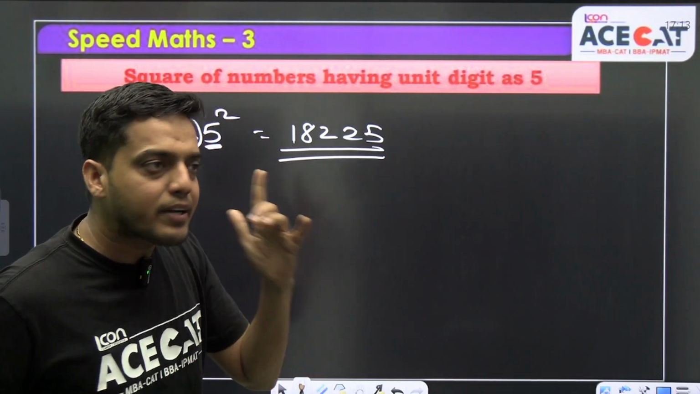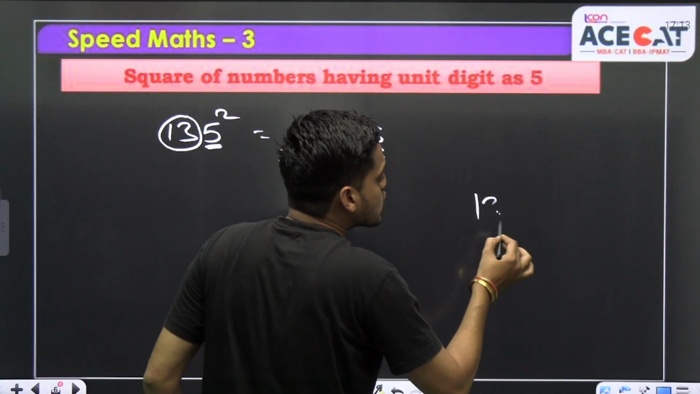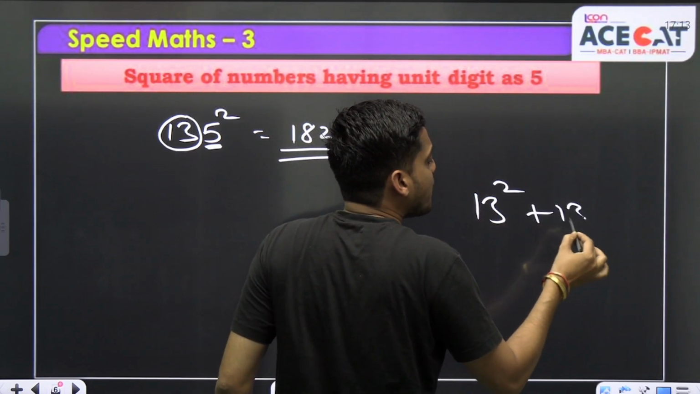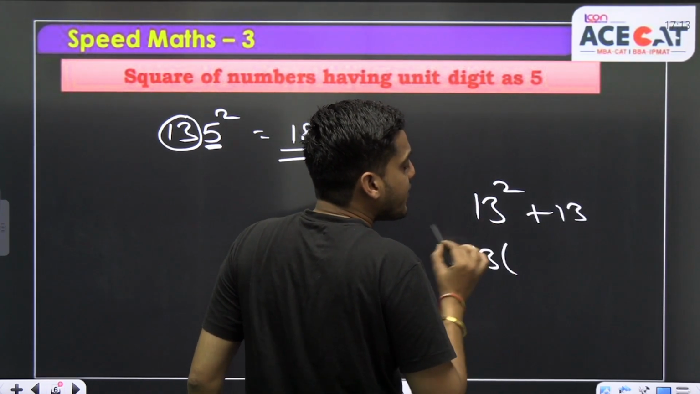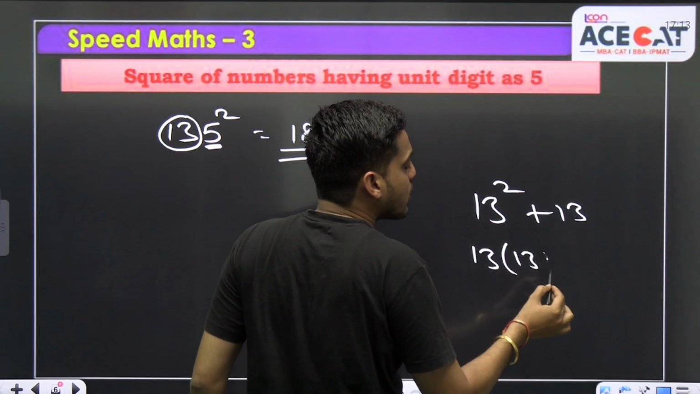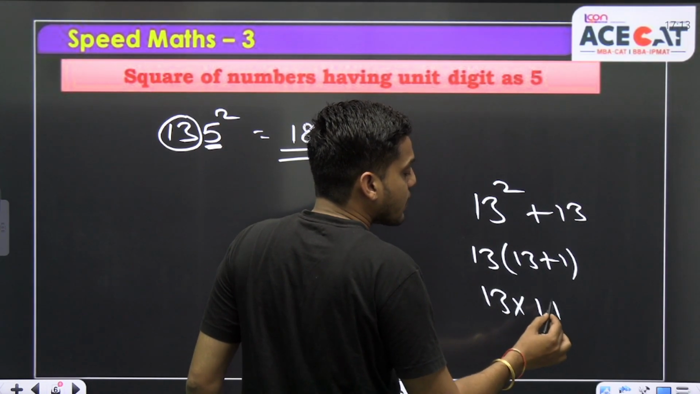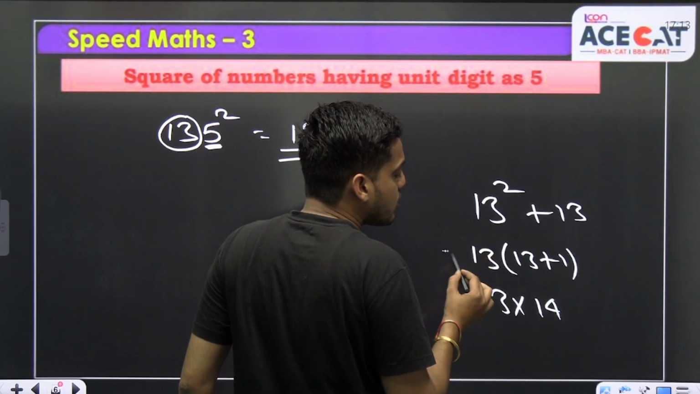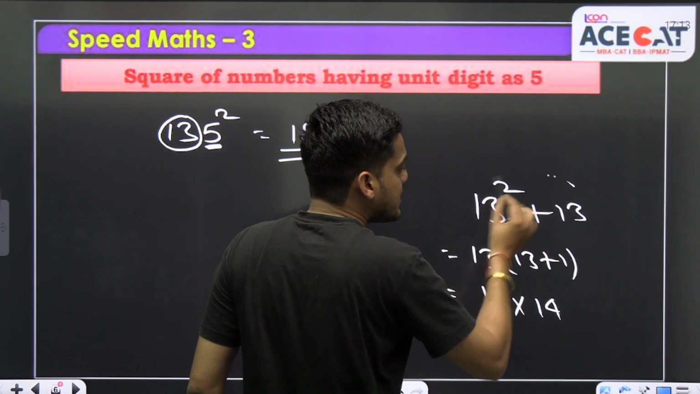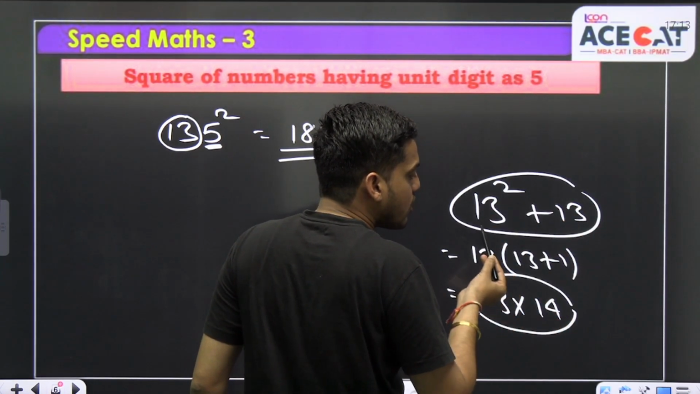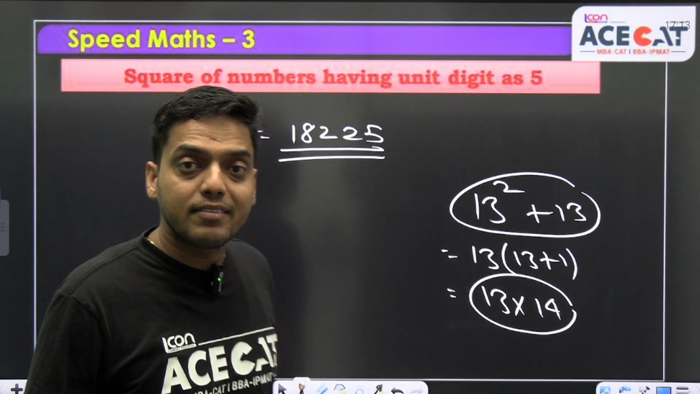We will have sufficient practice, no need to worry. 13 square: what I am doing, beta? I am adding 13 in 13 square. So I will take 13 common here. Inside the bracket, I will have 13 plus 1, so it will become 13 into 14. This is equal to this and this is equal to this, so this will be equal to this for sure. So instead of solving this, I have solved this. Have you got my point, guys?